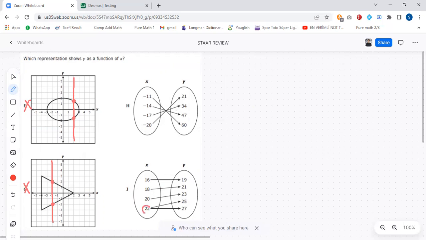All right, guys, let's look at these Venn diagrams. As you can see, 22 is paired with 2 different y values. So this person was born on 2 different days. It doesn't make sense. This is not possible. This is not a function. So guys, each x value is paired with exactly one y value. It doesn't have to be different, but each x value is paired with exactly one y value. So -11 is only with 60. -14 is only with 47. -17 is only with 34. And -20 is only with 21. So this is a function. The answer is H.